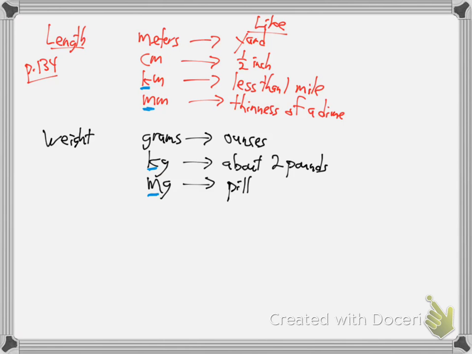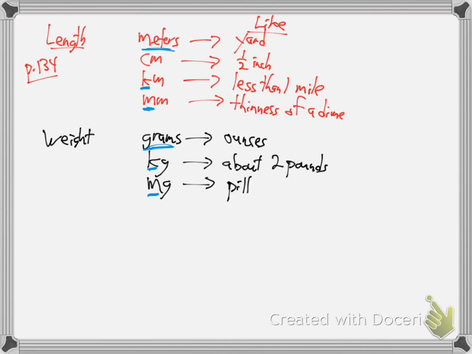So for length, they use meters, centimeters, kilometers, millimeters. And then for weight, they use grams, kilograms, milligrams. Making sense? See how it's that way? So if the front is kilo, that's big, milli, that's super small. And if it's meters, you're talking length. If it's grams, you're talking weight.